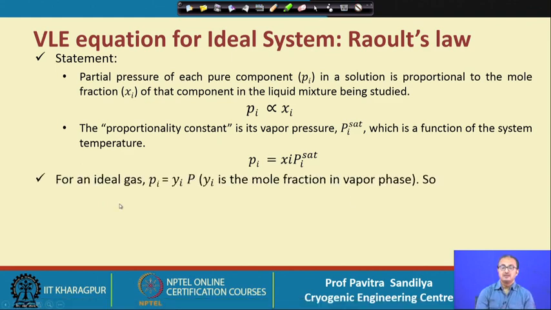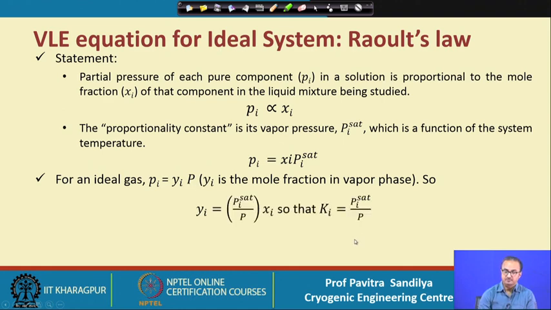For an ideal gas, this partial pressure is given by Dalton's equation, and this is yi into p, where yi is the mole fraction of the ith species in the vapor phase and p is the total pressure. And with this substitution, we get that yi is equal to pi sat by p into xi, and this pi sat by p is given as ki. So in the case of the ideal system, the equilibrium constant is nothing but the ratio of the vapor pressure of the ith species to the total pressure of the system.